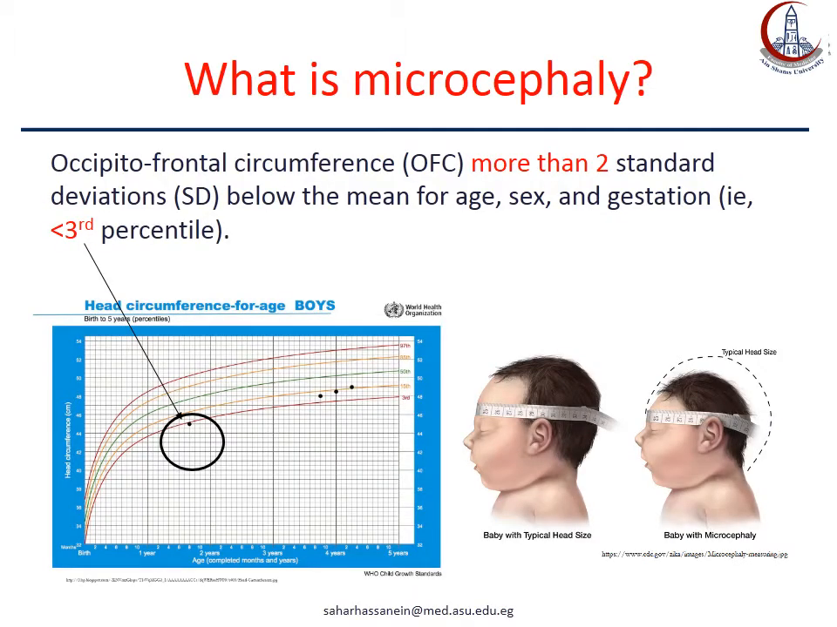What's microcephaly? It is an occipitofrontal circumference more than 2 standard deviations below the mean for age, sex, and gestation, or below the third percentile on the percentile curve.